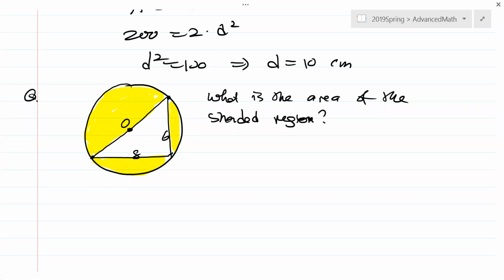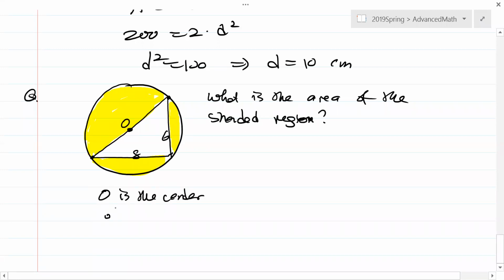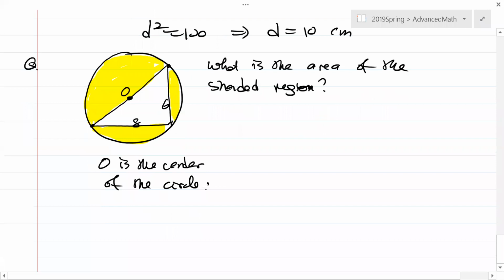So O is the center of the circle. Everybody got it? The triangle area is 8 times 6 divided by 2, which is 24. To solve this problem, you have to know the radius of the circle. The radius is half of the diameter. The diameter is going to be 10, so the radius R is going to be 5.